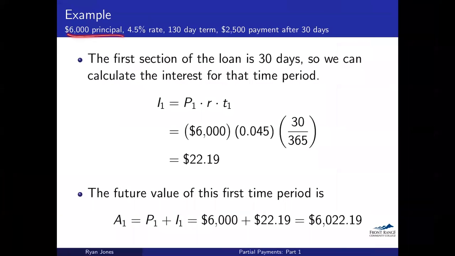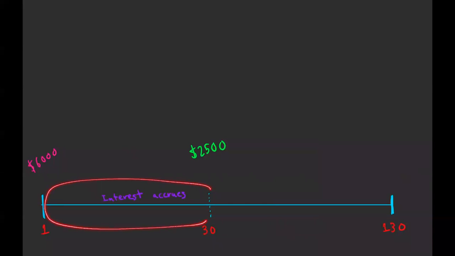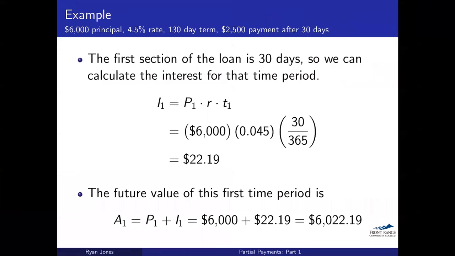So we've got our $6,000 principal. We have a 4.5% annual interest rate. Our full term is 130 days, but really the first section that we're looking at is 30 days, right? That's on this timeline here. We just have this 30-day section that I care about. And so I can calculate the interest during that 30 days. And it's simple interest. We stated that in the problem.